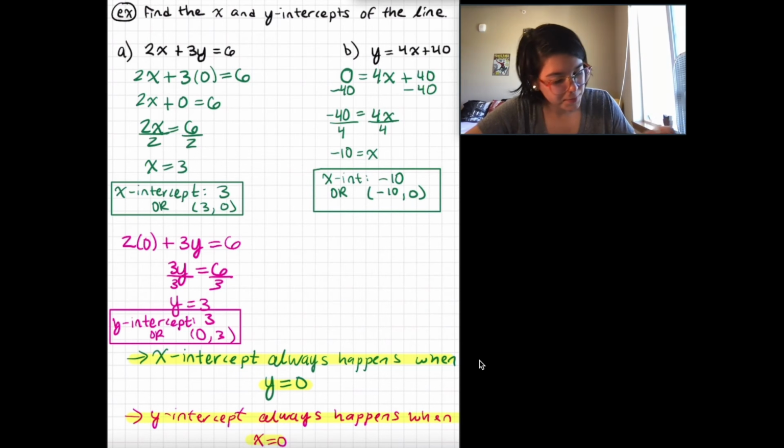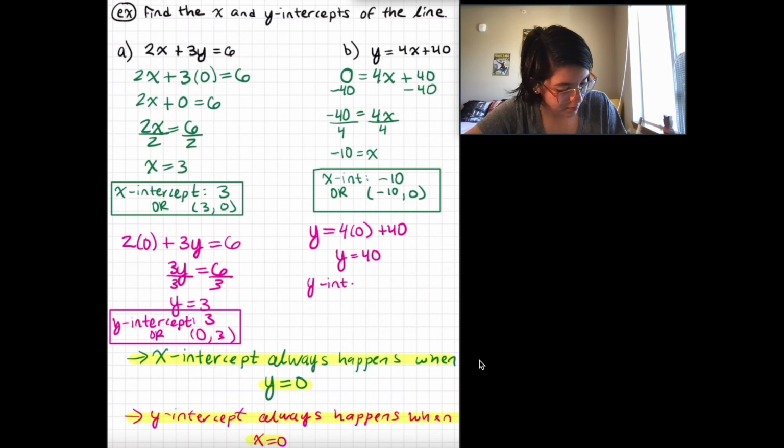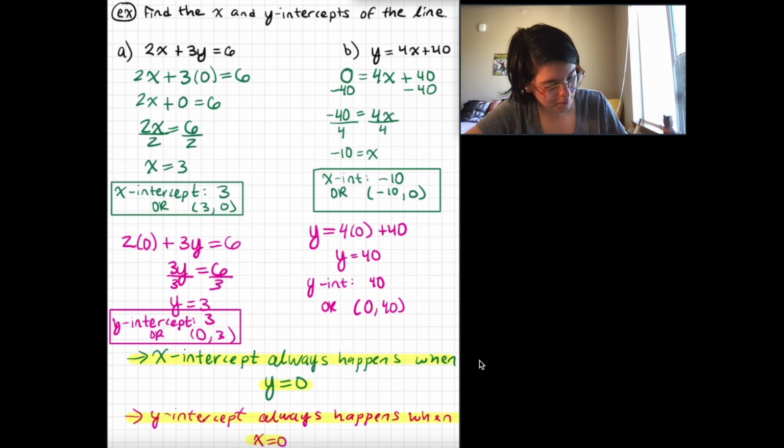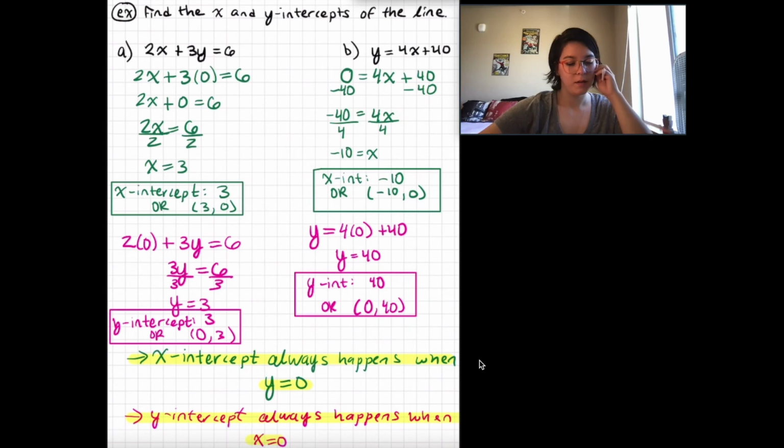For our y-intercept, we plug in 0 for x. So we'll leave y on its own. Y is equal to 4, plugging in 0 for x, plus 40. Well, 4 times 0 is just 0, so we have y is 40. So our y-intercept can be written as 40, or the coordinate point 0, 40. Perfect. Hopefully that's making some sense.